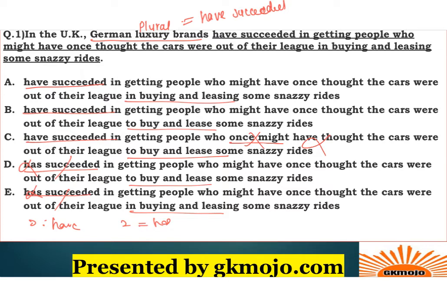All right, now we are left with two options: "have succeeded in buying and leasing" and "to buy and leasing". So this is a major difference. It is idiomatic to say "in getting X to do Y". The correct construction should be "in getting people to buy and lease". So naturally you can eliminate option A. Why is it incorrect? Because the construction "in buying" is not idiomatic, it is not proper, hence option A is eliminated and option B is the correct choice.